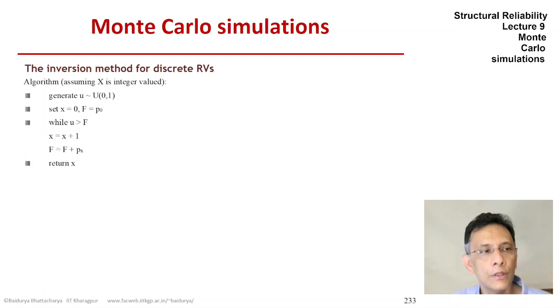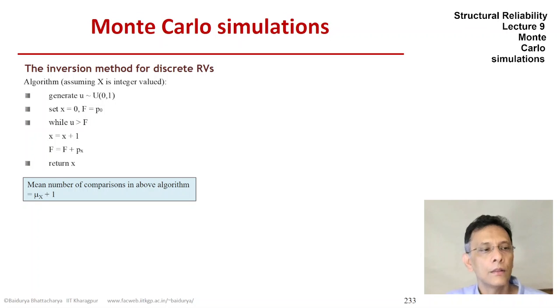Let's look at the general algorithm. We keep adding the step heights, the PMFs, until for the first time we exceed the uniform deviate generated. And the average number of comparisons is mean x plus 1, provided the discrete distribution is integer valued.